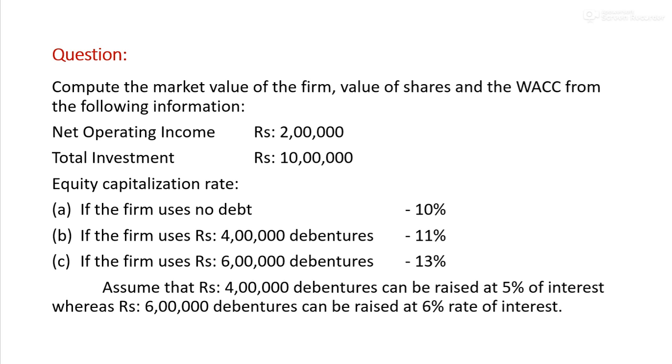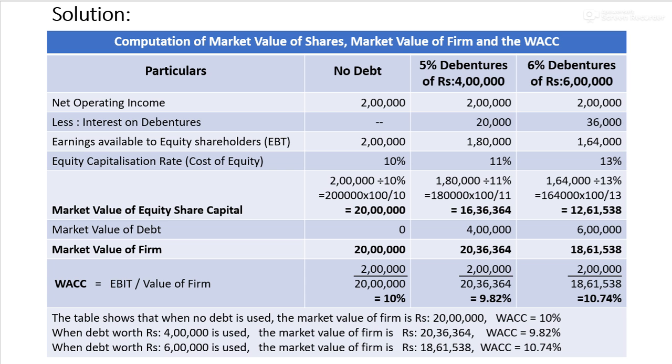Then let us find the solution. Here we have to find the market value of shares, market value of firm, and weighted average cost of capital in three situations. So we may begin with the net operating income or EBIT, which is given in the question. Net operating income or EBIT is rupees 2 lakh in each case.